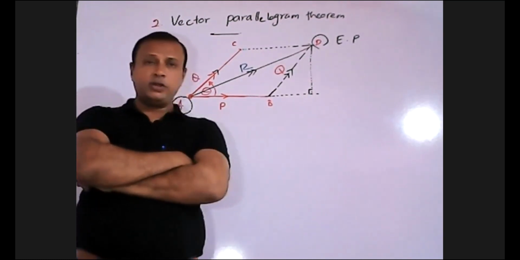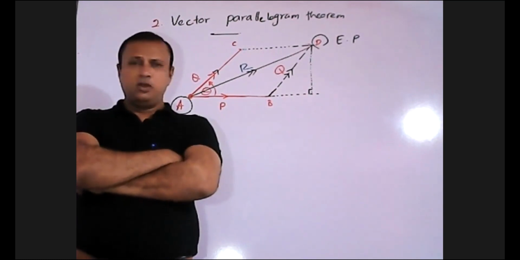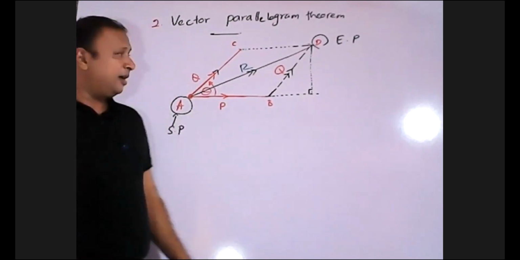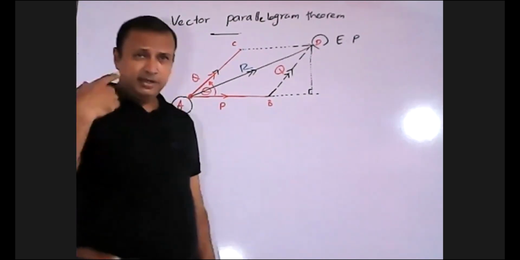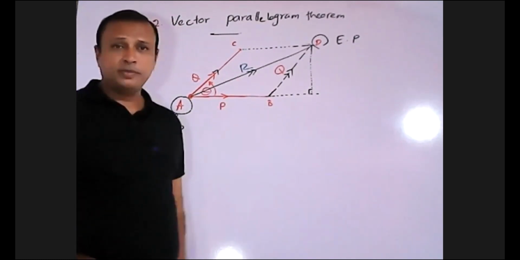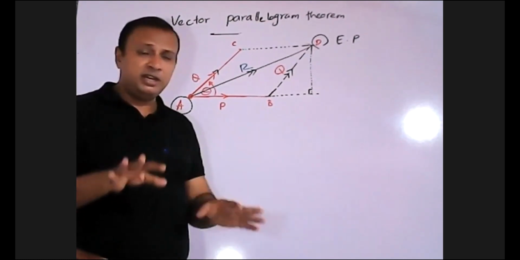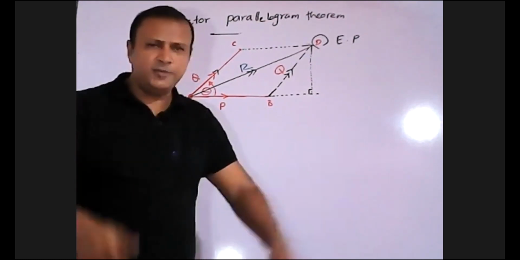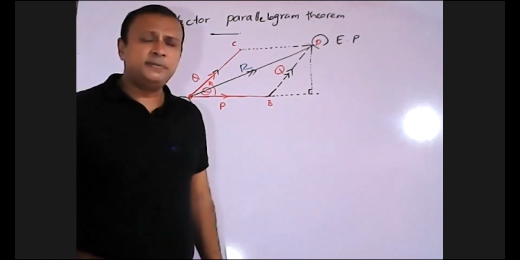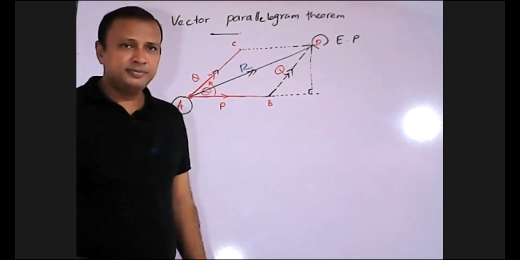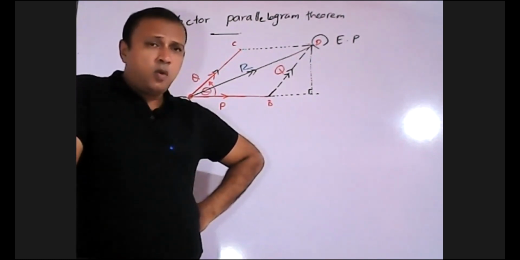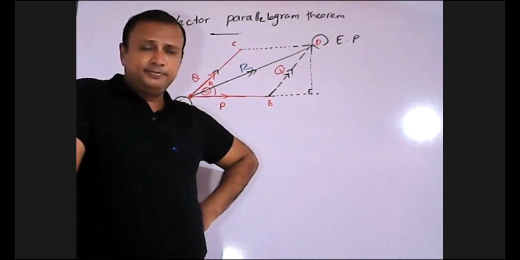Okay, look at the board. What is my last sentence? If we want to find the resultant force of P and Q, the principle of vector addition cannot be applied directly. What is the reason for that? Why can we not apply the principle of vector addition directly? Tell me, someone. What is the reason?